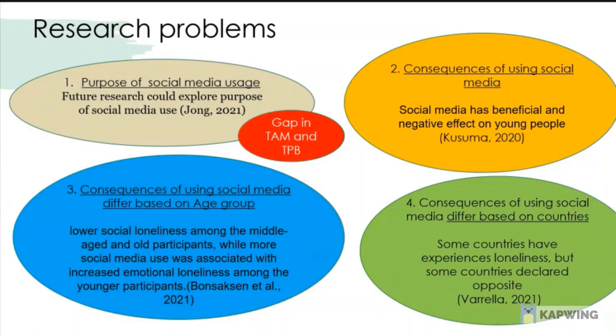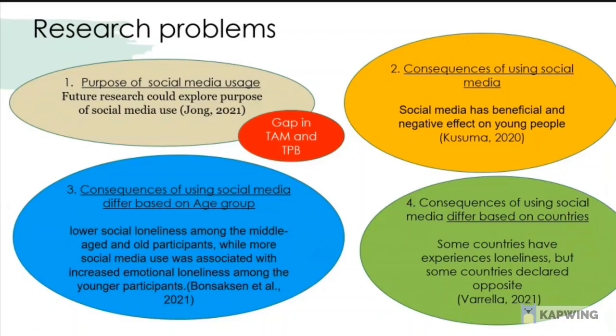Secondly is the consequences of social media, right? It means that, depending on the situations and age group, social media has a beneficial as well as a negative effect on young people, right? This is the second research problem that we are able to identify.